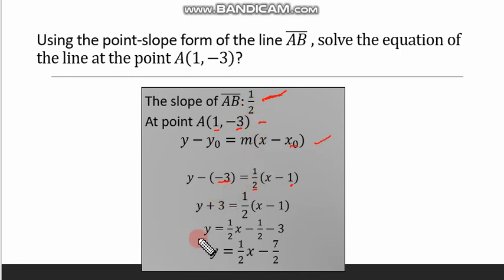So y minus negative 3, that's positive 3, is equal to 1/2 times the quantity of x minus 1. So 1/2 times x, that's 1/2 x, 1/2 times negative 1, that's negative 1/2, and then transposing 3, it becomes negative 3. So negative 1/2 minus 3 is negative 7 over 2. So the equation of our line is y equals 1/2 x minus 7 over 2.